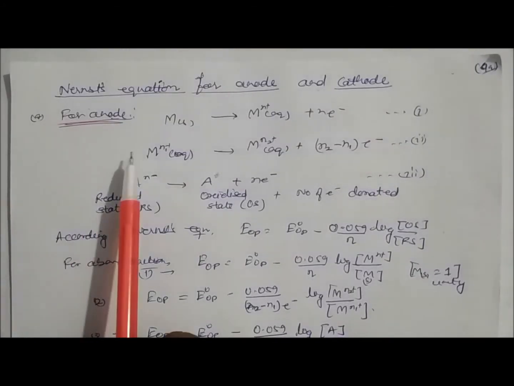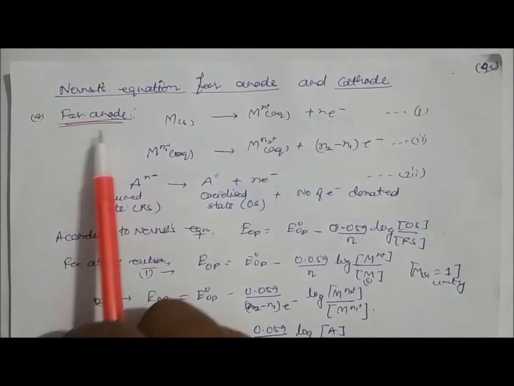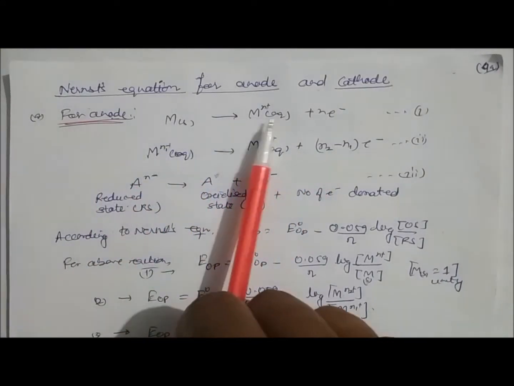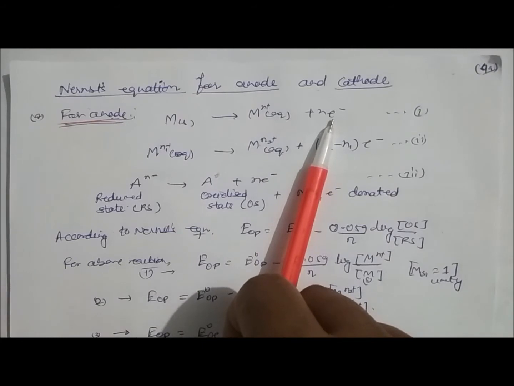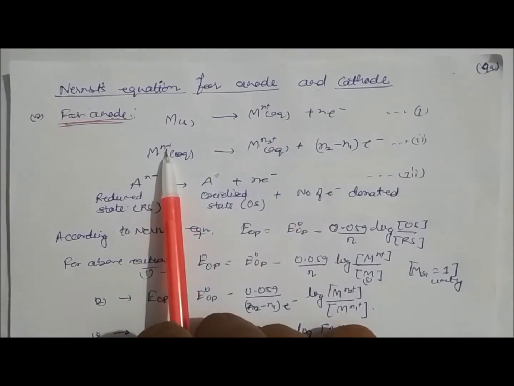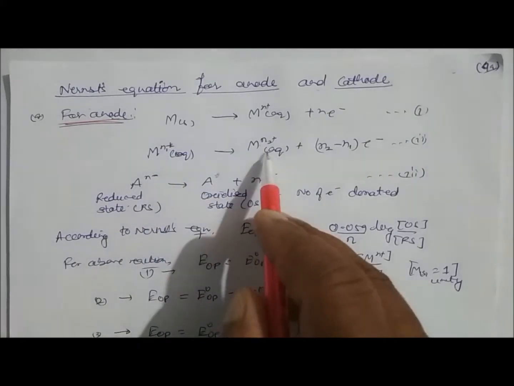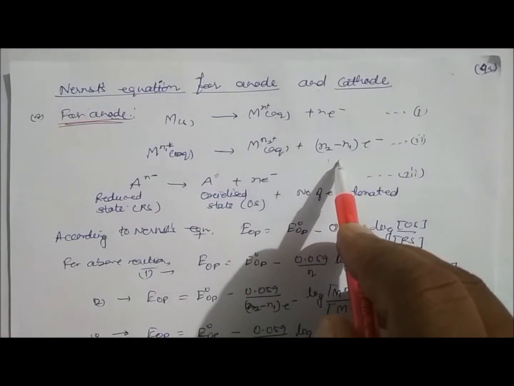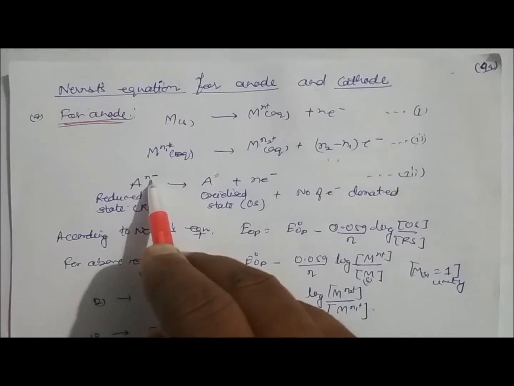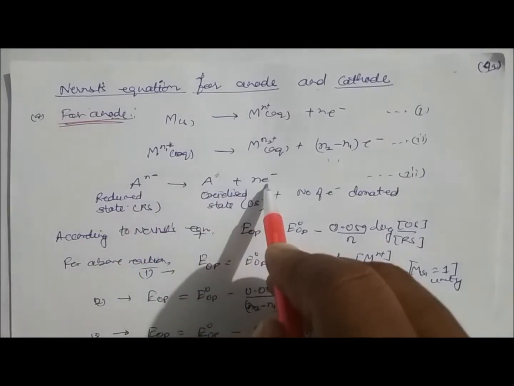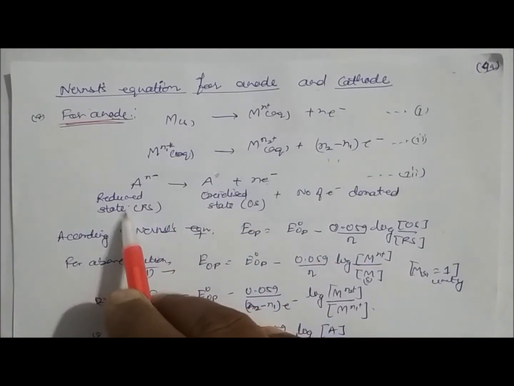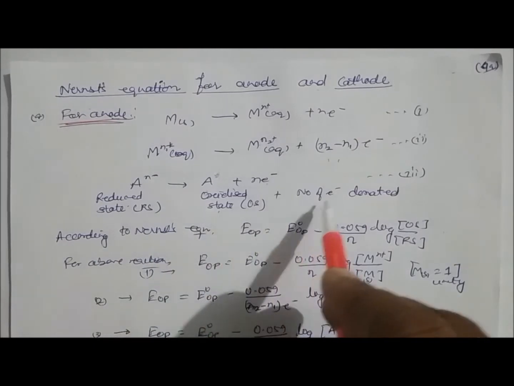Now we will see the Nernst equation for anode and cathode. For the anode, the metal will oxidize: M to M^n+ plus n electrons, and the oxidation state changes from n1 plus to n2 plus, where n2 minus n1 is the number of electrons released. Similarly, A^n- will convert to A plus n electrons. So this is the reduced state, and it will convert to the oxidized state, and the number of electrons is donated.